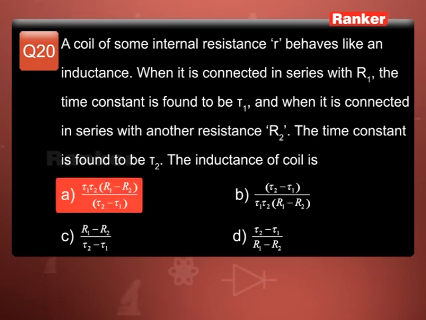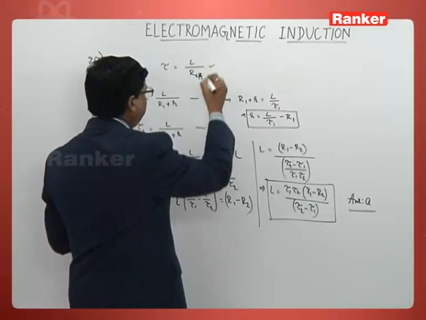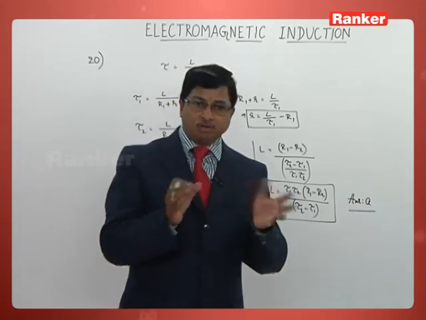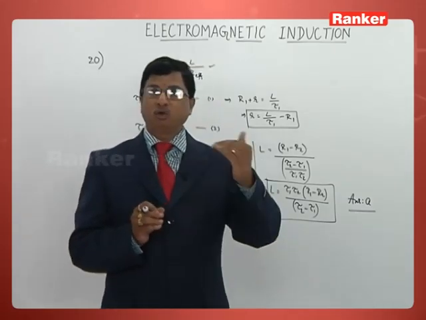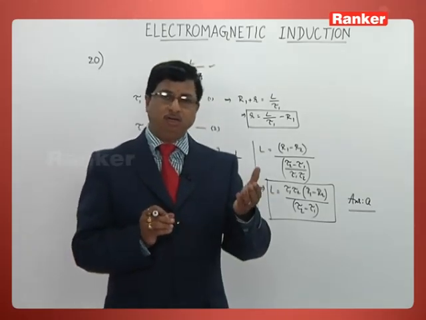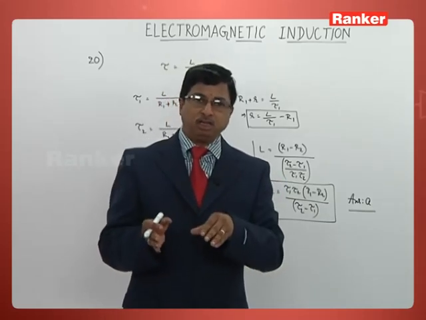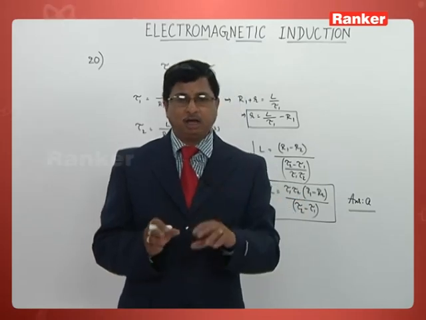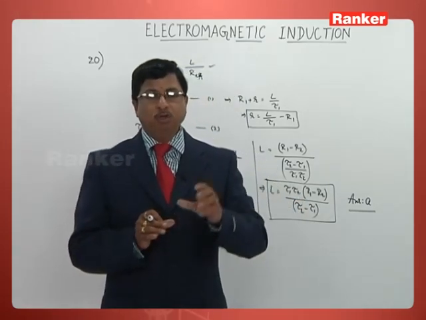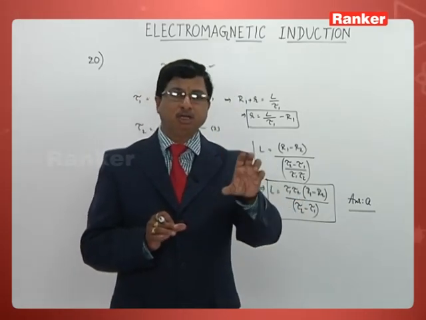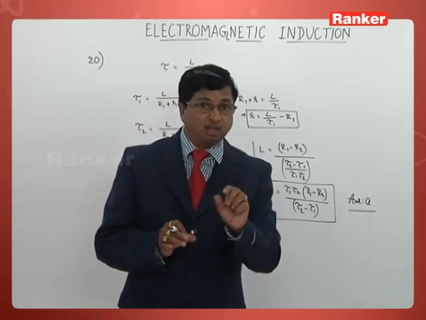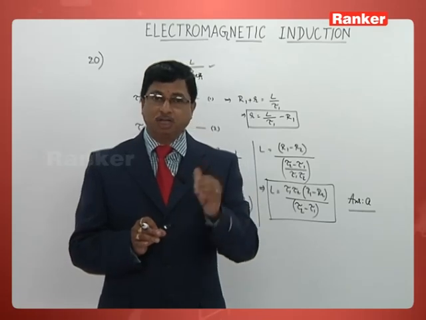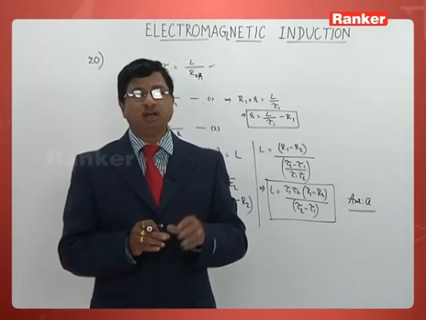The only thing you should recollect once again is that the time constant in an LR circuit, whether it is in a growth or decaying system, whatever be the case, when the current is growing or decaying, hardly that matters. You will get the time constant remaining the same, that is L by R. Remember that L by R is the formula for time constant.